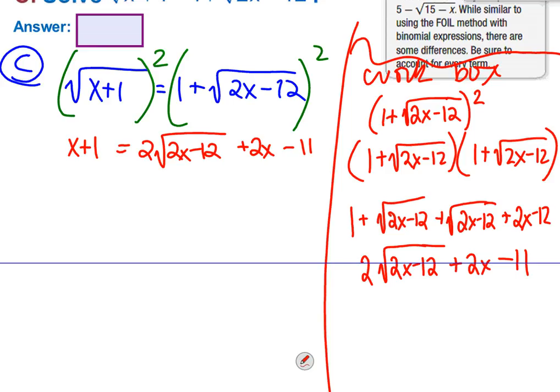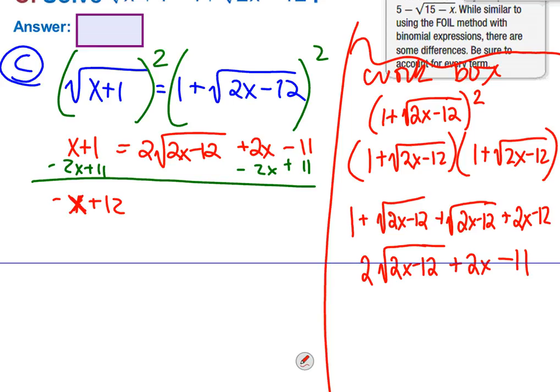Now, in a way, it's just like the old problems that we did in the last 2 problems. Now I have an equation with a single radical in it. So my job is to get that radical alone, and then I'm going to square both sides again. So the first thing I'm going to do, and is it okay if I subtract 2x and add 11 at the same time, right? So we'll subtract 2x and add 11, minus 2x and add 11. And so then we get negative x plus 12. Oh, my x didn't turn out very well. Equals 2 the square root of 2x minus 12.